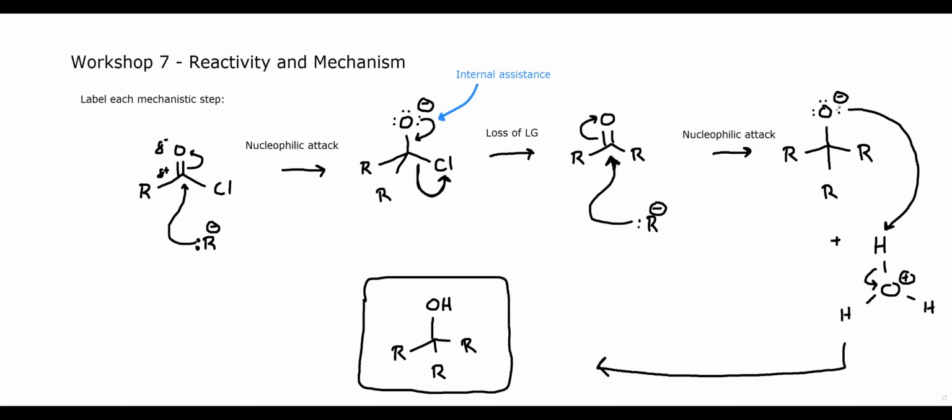Now for the final step here, if we compare this to the final product, the only difference is a hydrogen. So what's happening here? This oxygen is grabbing a hydrogen, taking that hydrogen. The electrons are being left behind, of course. So this is called what? This is a proton transfer. We are transferring ownership of a proton, H+, from one molecule to another.